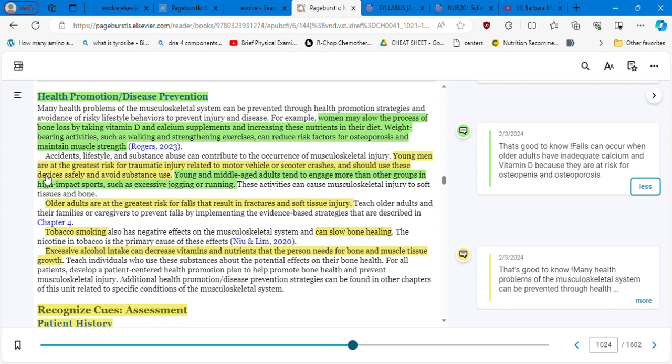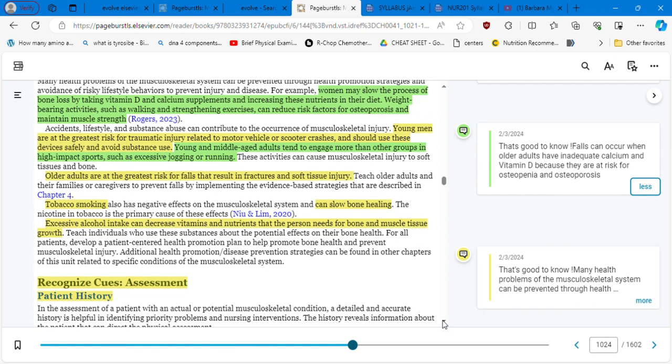Young men are at the greatest risk for traumatic injury related to motor vehicle and scooter crashes, and should use these devices safely and avoid substance abuse. Young and middle-aged adults tend to engage more than other groups in high-impact sports such as excessive jogging or running. Older adults are at greater risk for falls that result in fractures and soft tissue injury. Tobacco smoking can slow bone healing. Excessive alcohol intake can decrease vitamins and nutrients that the person needs for bone and muscle tissue growth.